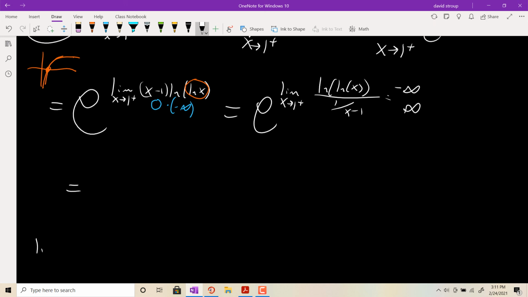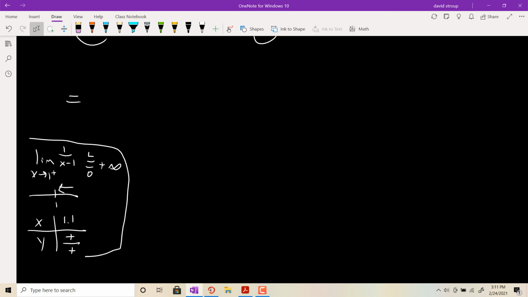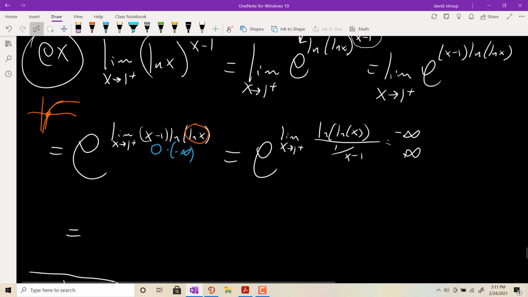If you wanted to, you could do a little work in your margin. Okay, so this thing is L over 0 form. You come into 1 from the right, so test valuing it, you're looking at something like 1.1, so you're going to get a positive number over a positive number, which is positive infinity. Okay, so that thing at the bottom is positive infinity, so you can do L'Hopital's on it, which doesn't look like a lot of fun, but we can do it.